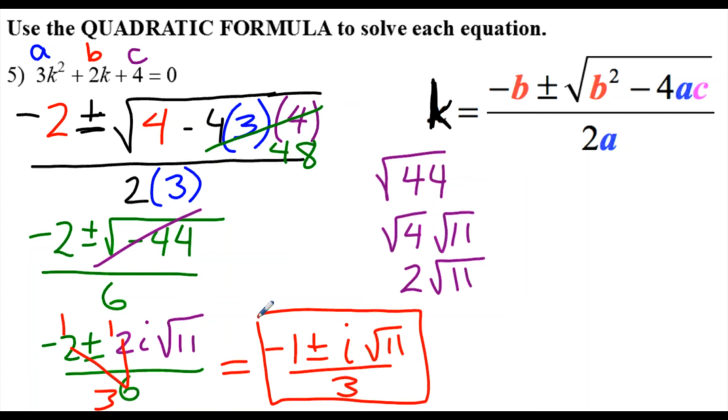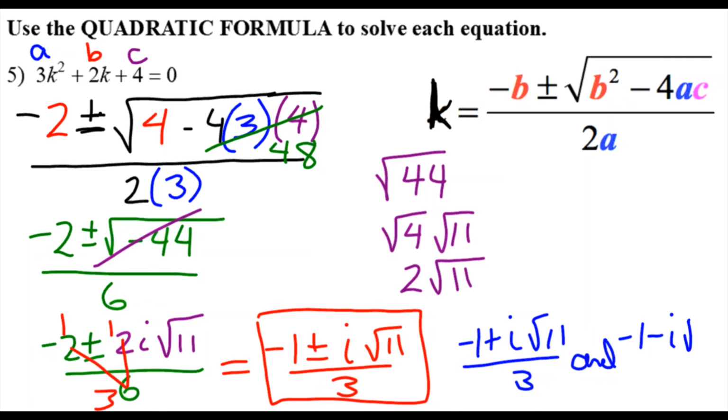Okay? It's actually two solutions. If you want to think about it as two different numbers, you'd have negative 1 plus i times the square root of 11 over 3, and you'd have negative 1 minus i times the square root of 11 all over 3. Two answers.